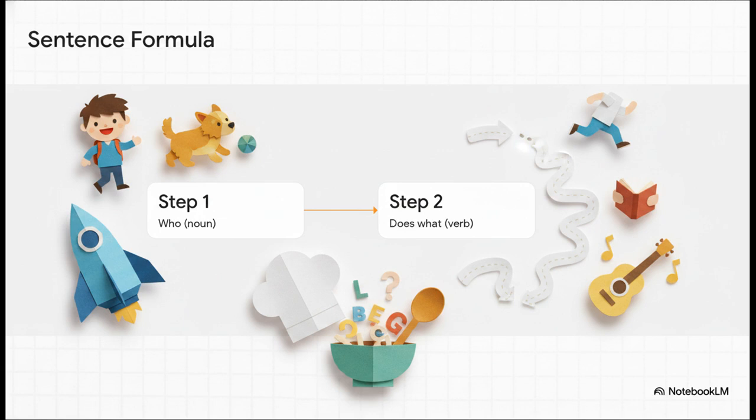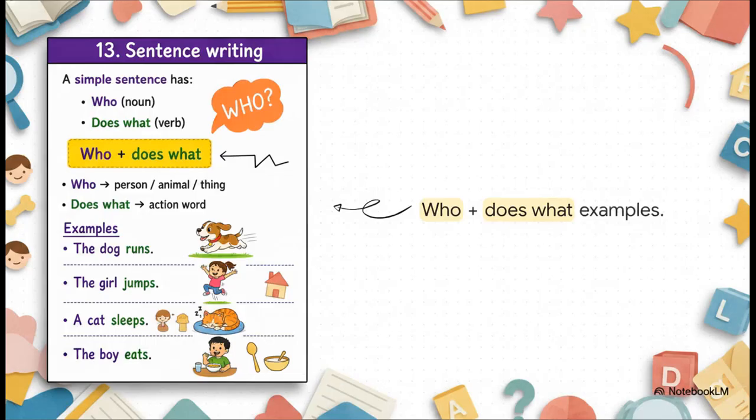Step 2, add does what. This is your action word, your verb. Who plus does what. That is the secret recipe. Let's look at some perfect examples of this formula in action. The dog runs. The girl jumps. A cat sleeps. The boy eats.